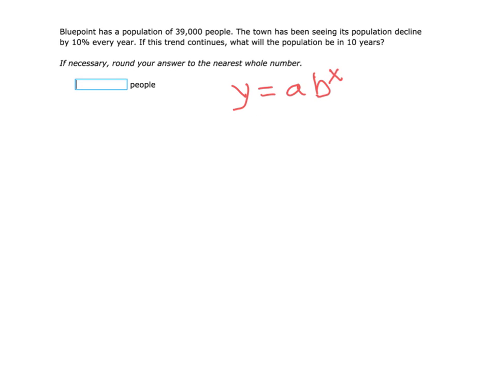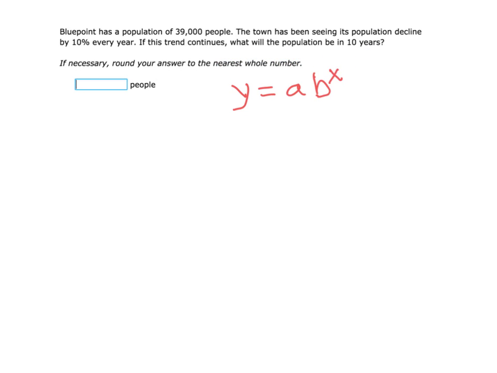So let's look at the first problem here. It says that the blue point has a population of 39,000 people. The town has been seeing its population decline by 10% every year. So the population's not growing, it's actually going down. They lose 10% per year. If this trend continues, what will the population be in 10 years?